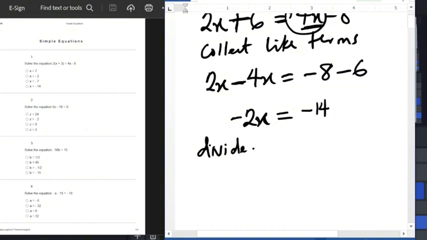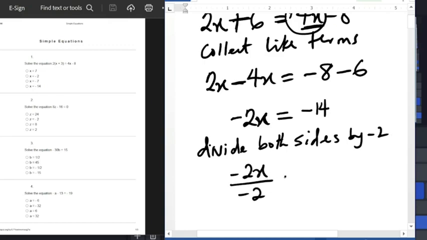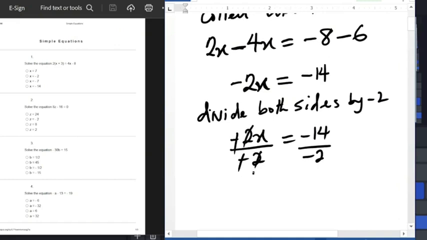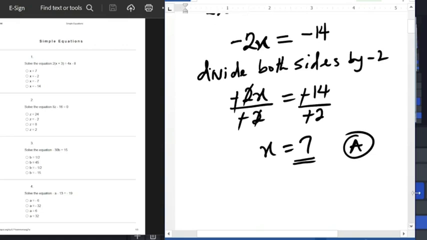So the next stage is for us to divide both sides by minus 2, because we want x to stand alone at the left hand side. So we have minus 2x divided by minus 2 equals to minus 14 divided by minus 2. Minus will cancel minus, 2 will cancel 2, we have x left here. 14 divided by 2 gives us 7. So the answer here is x equals 7. That is option A. Is this clear? So let's go to question number 2.